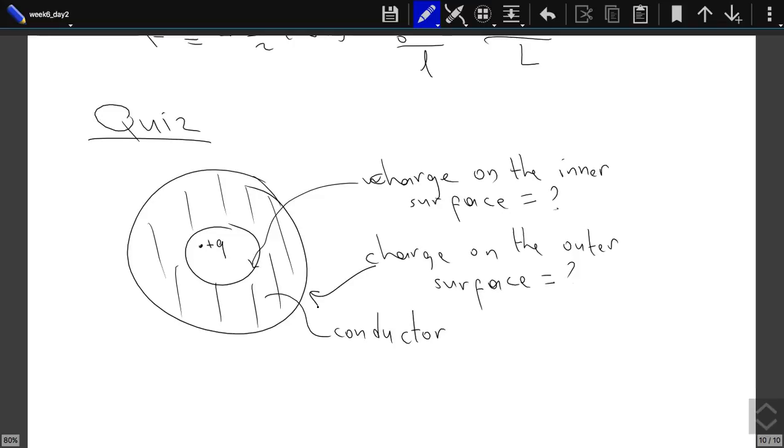We have a conductor. Inside there's a cavity. In this cavity, we put a point charge somewhere. And then the question is, what is the total charge of this inner surface and what is the total charge of this outer surface? Not necessarily. The conductor is neutral initially.